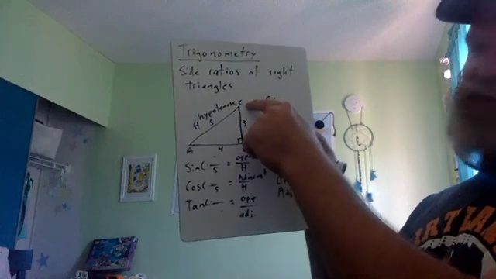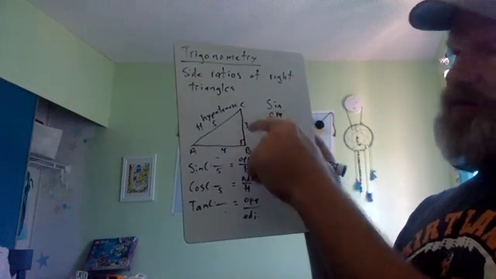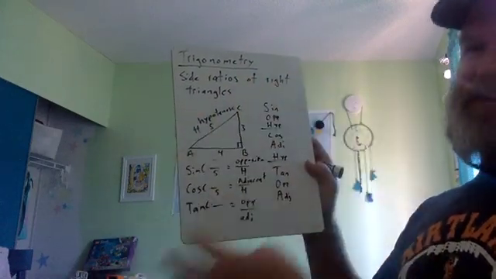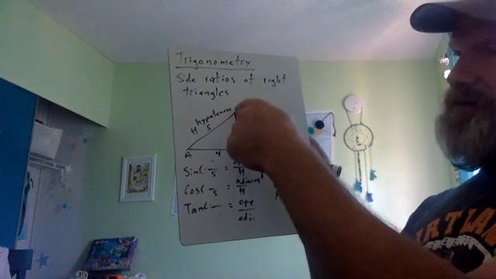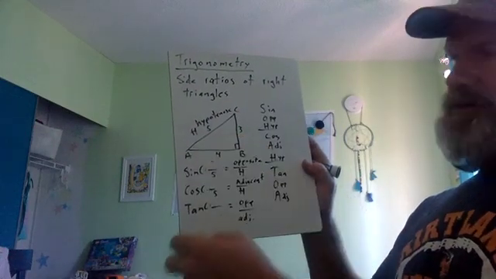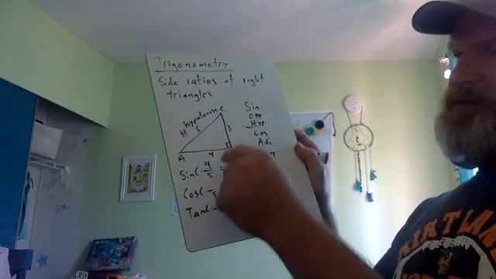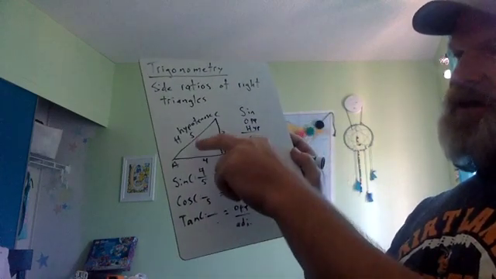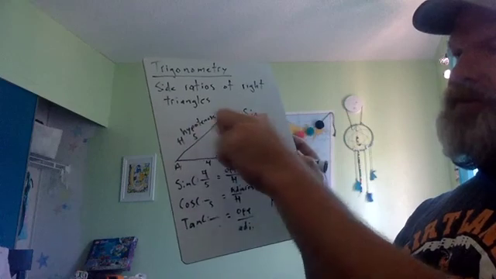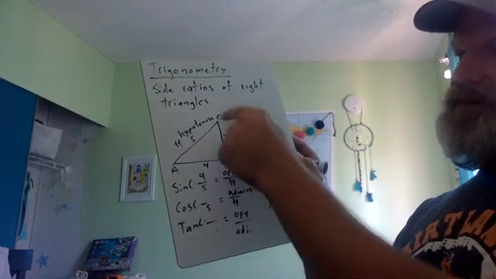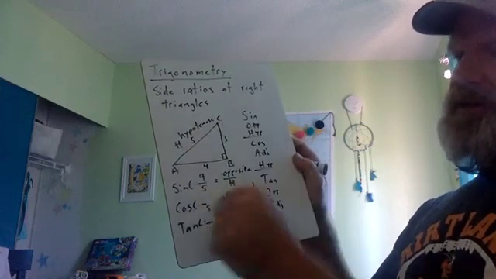Because when you look from the perspective of C, which side is across the triangle? Which side is opposite of the triangle from angle C? It's 4. So now our opposite side from C is 4. So the sine of C is 4 over 5. The cosine of C is the 2 sides that make up angle C, the 3 and the 5. Well, the 5 is the hypotenuse. The 3 is what we call the adjacent side. So it's 3 over 5.